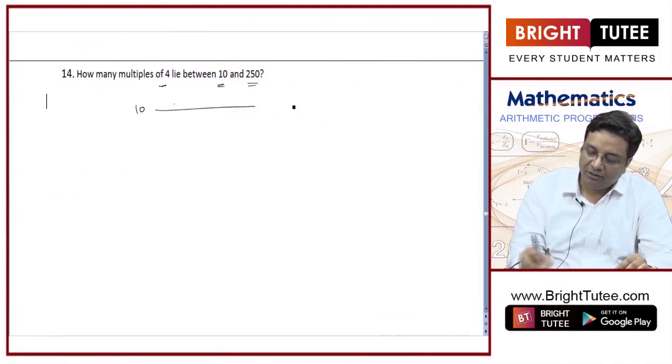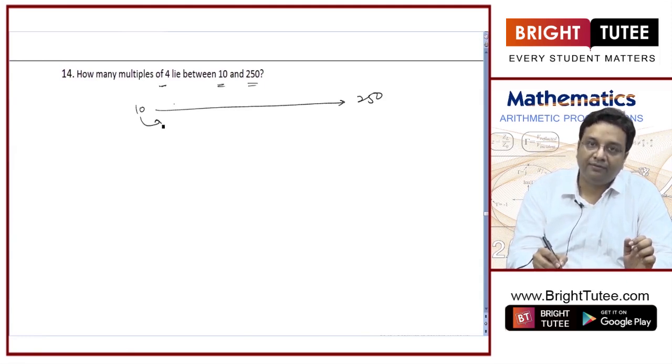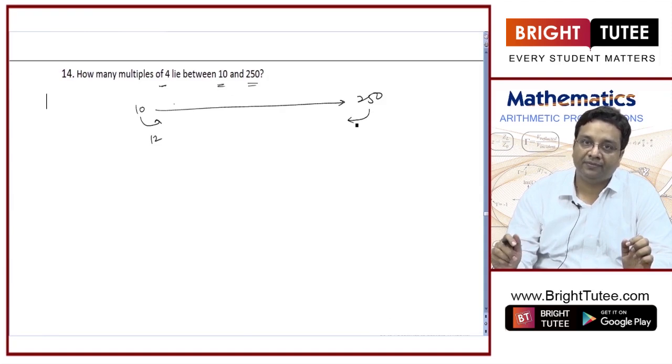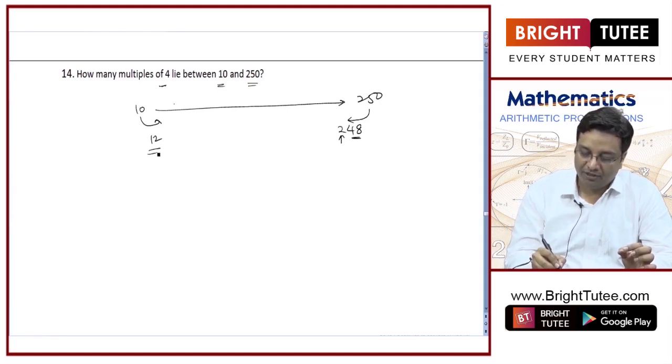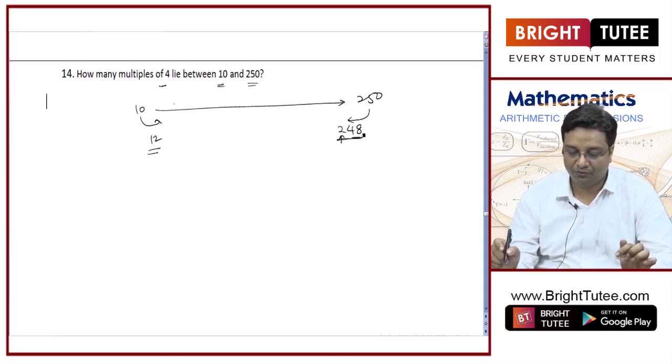So between 10 and 250, I need to find the number of multiples of 4. So what is the first multiple of 4 after 10? It is 12, right? And what is the last multiple of 4 before 250? It will be equal to 248, right? I just need to check the last two digits to see the divisibility by 4. So I just took 48 and wrote 2 here. So this is the first multiple of 4 after 10, and this is the last multiple of 4 before 250.